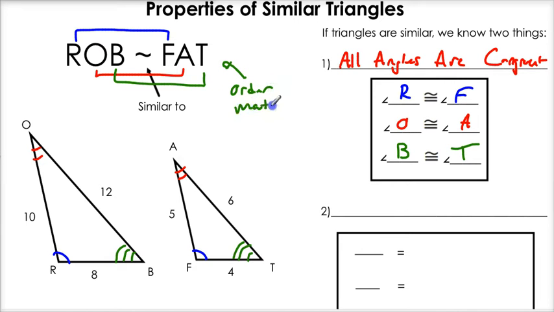Now I should probably say this also. What's that little squiggle right there? That little squiggle means similar to. That's the symbol for similar. So that says ROB is similar to FAT. I have a friend named Rob, and I just called him Fat. Anyway, all the angles are congruent.